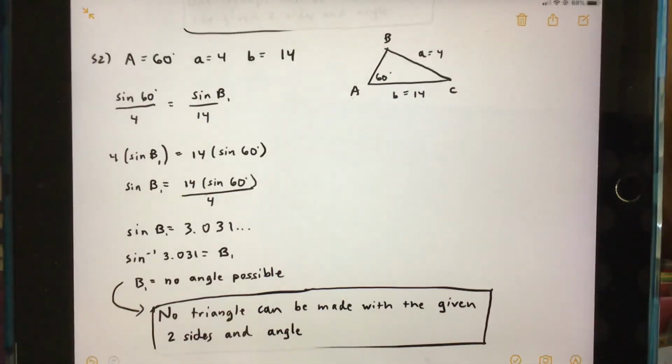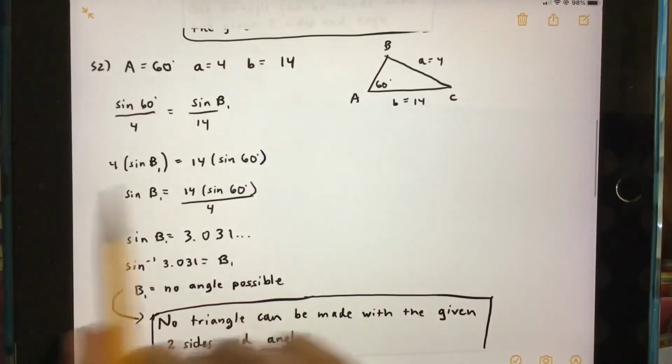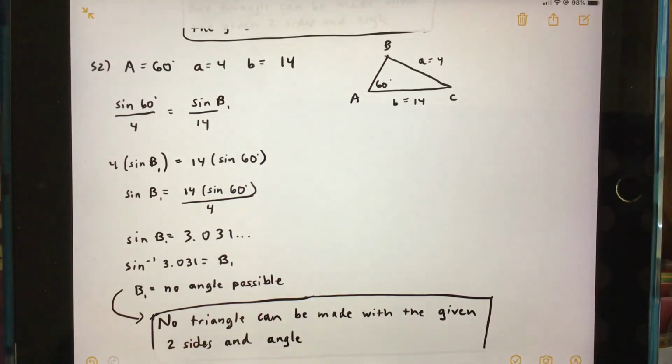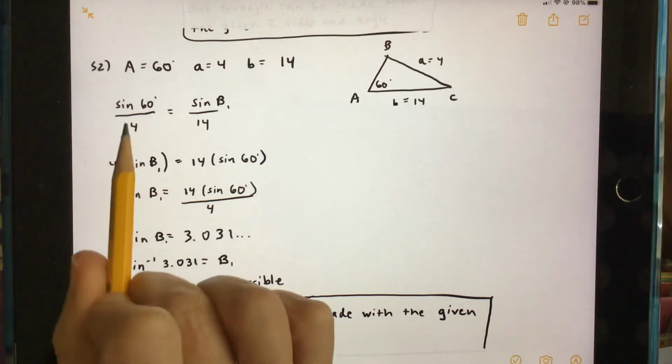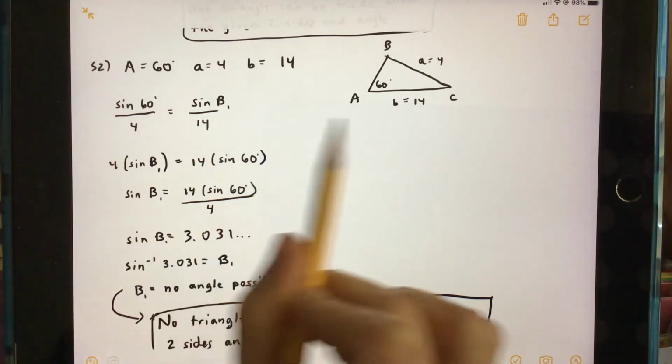Again, it's another side-side-angle triangle, so we know that it is possible there could be 0, 1, or 2 triangles given these dimensions. So we draw the possible triangle, and then we set about finding our unknown angle B1. We're going to do sine of A over a, sine of 60 over 4, is equal to sine of B over 14.